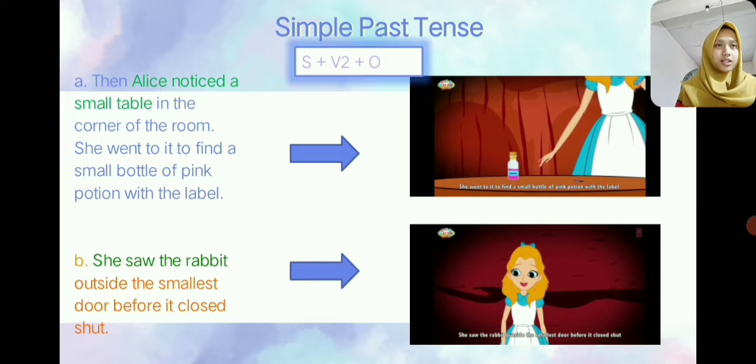The situation tells that Alice likes to throw back in the past in Wonderland. The verb noticed tells that this situation happened in the past. So the situation started and ended in the past. Number 2. She saw the rabbit outside the smallest door before it closed shut. She is subject, saw is verb 2 from see, the rabbit is object. Alice saw the rabbit outside the smallest door. It tells that the situation happened and was done in the past.